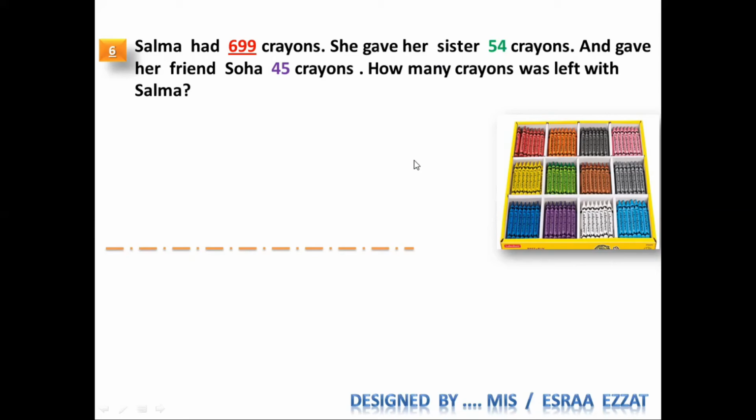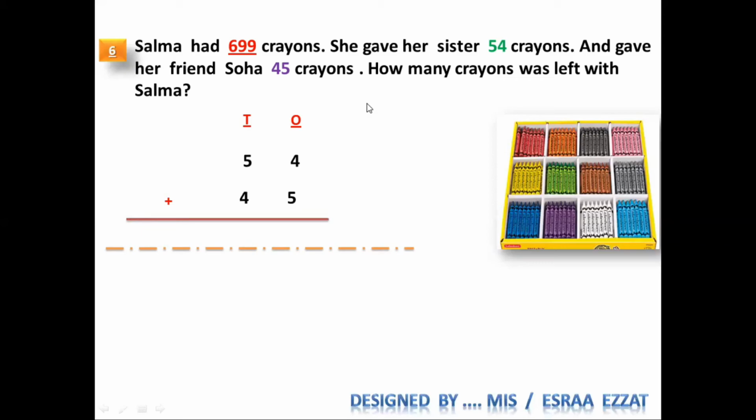So at first, we will write the place value names as usual to help us align the digits below them. We have here ones and tens. And we will start writing the number of crayons with Salma's sister at first, and then we add to this the number of crayons with Soha to get the total number of crayons with Soha and Salma's sister.